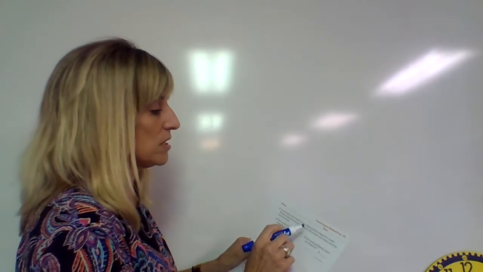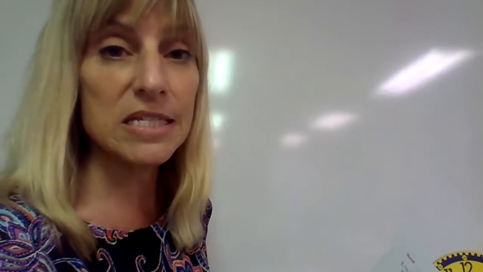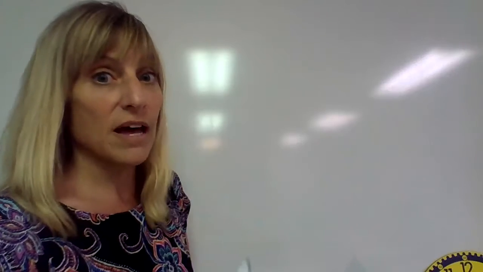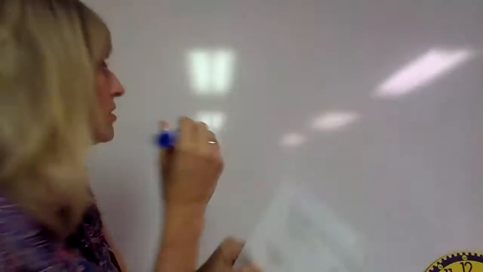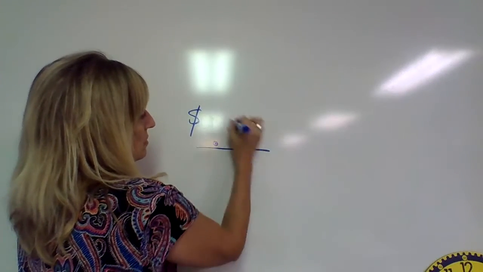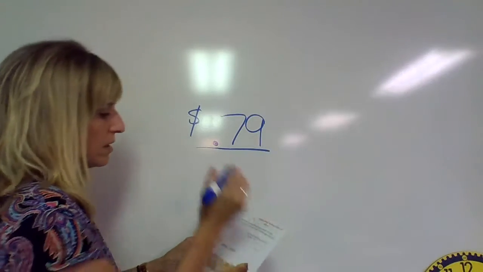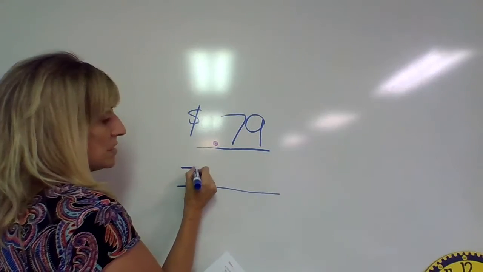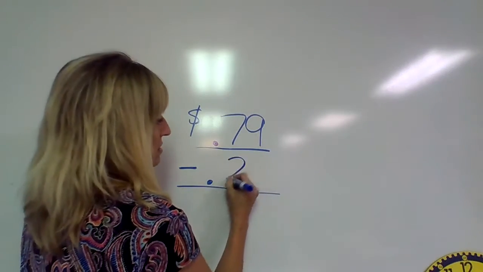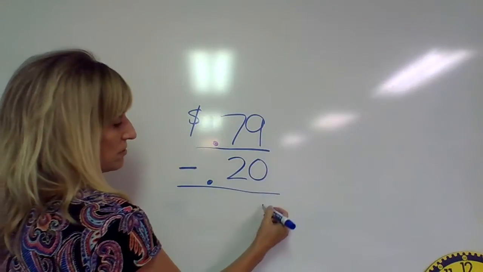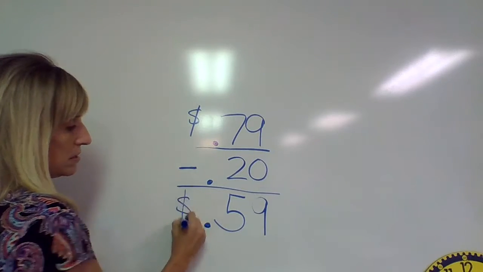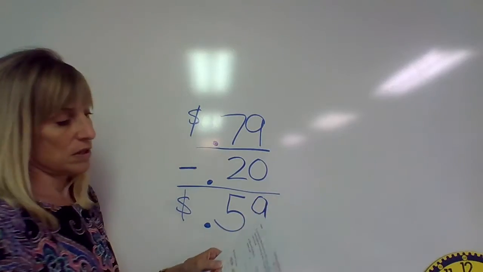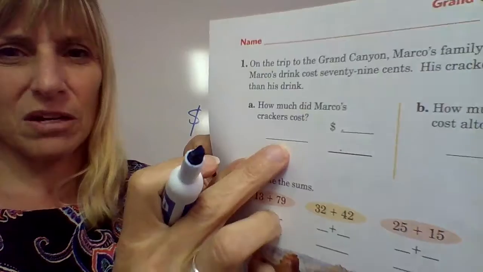Okay, so we have to go back to our story problem. And it says, Marco's drink cost 79 cents. His crackers cost 20 cents less. So we are going to add or subtract. If it's less, we're going to subtract. So over here, on your paper, you're going to write 79 on the top blank, and then there's another blank there, minus, because it says 20 cents less. And then we're going to subtract 9 minus 0 is 9, 7 minus 2 is 5. Put your decimal point down, dollar sign. Let me fix that, Warren. Okay, so how much did Marco's crackers cost? And you're going to put the answer right there, 59 cents.